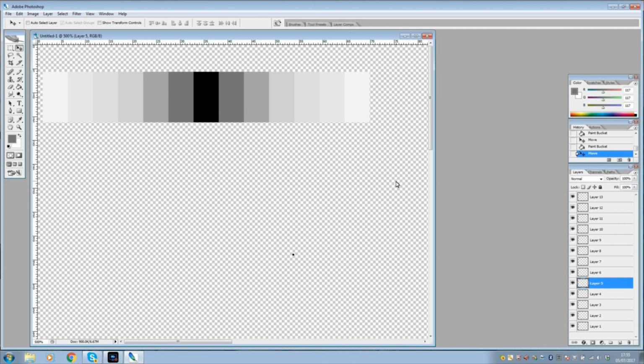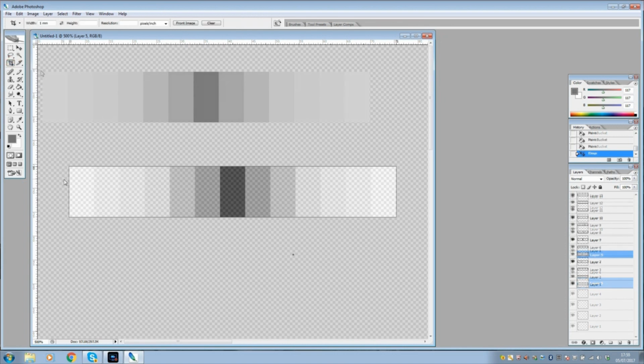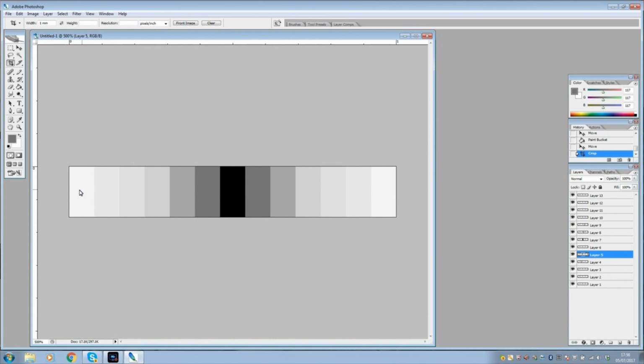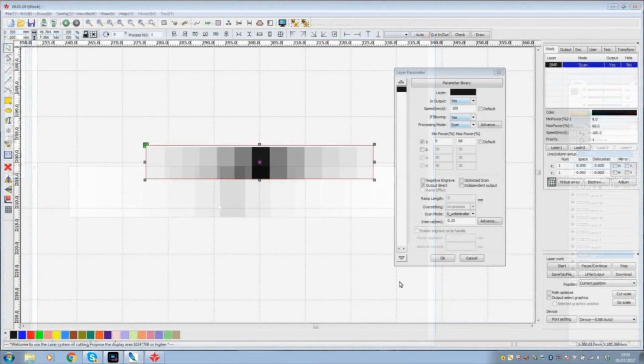Okay, well there's my pattern completed. So we don't want anything except the pattern, so we'll just crop that. Now bear in mind that is not white. White will not burn. White is actually just out here, outside the pattern. The surface is 0, 10 watts, 20 watts, 30, 40, 50, 60, 70 watts.